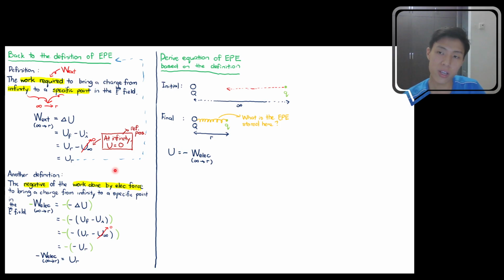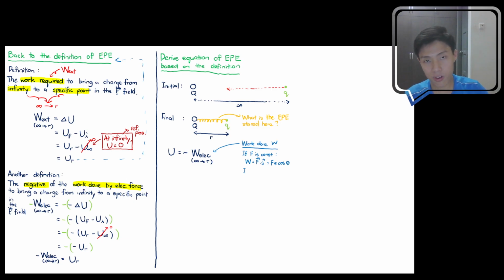If we look at the definition faithfully, we see that U is equal to negative work elect from infinity to R. Okay, so now we need to expand this equation to find the equation for U. We want to expand this work done. What you have learned from last semester is that work done can be found using two methods in our syllabus. If your force is constant, you can find work done very easily just by using W equals F dot S, which equals Fs cos theta. A very straightforward equation.